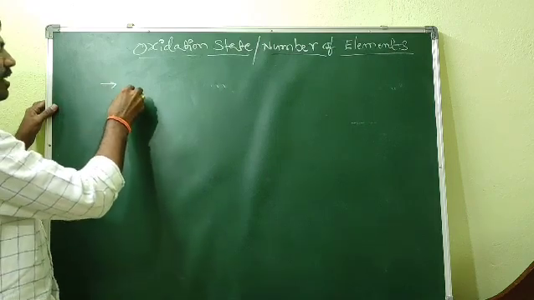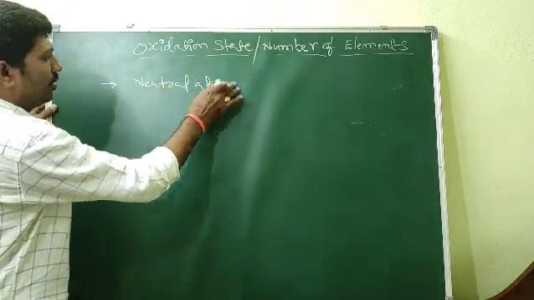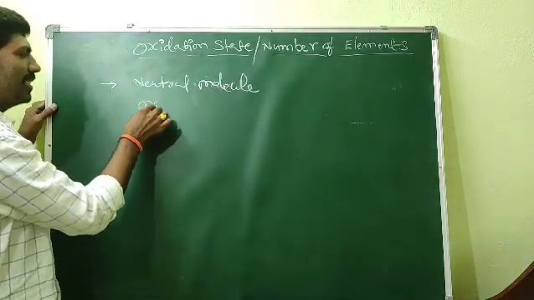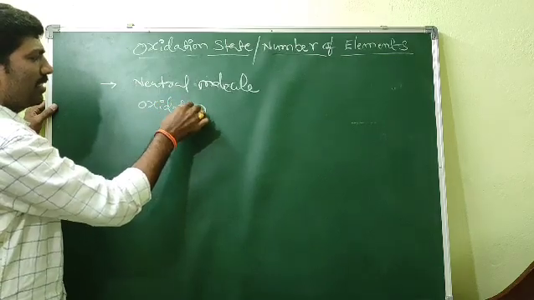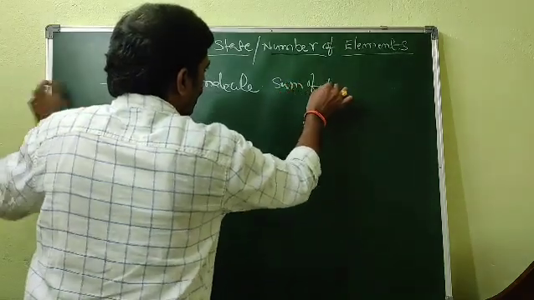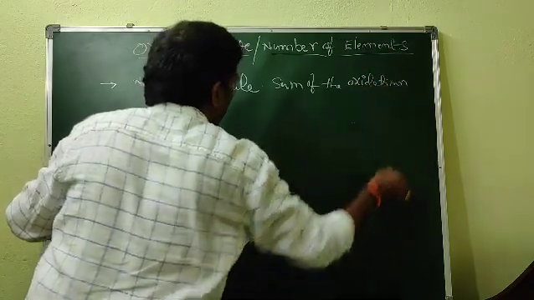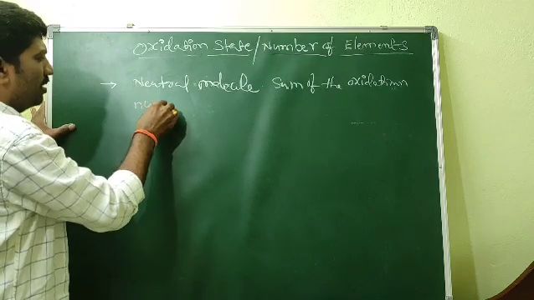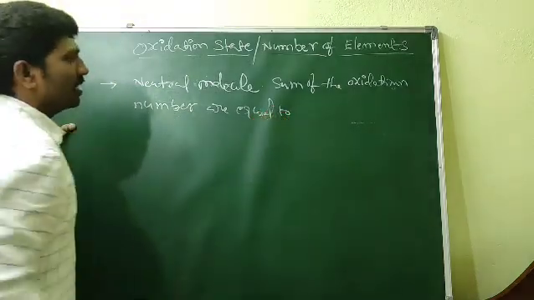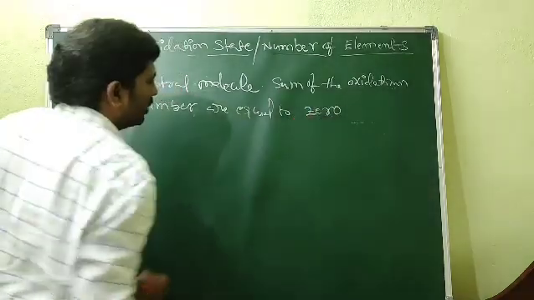So my next point, if it is a neutral molecule, the sum of the oxidation numbers of a neutral molecule is equal to 0. This point you should remember.